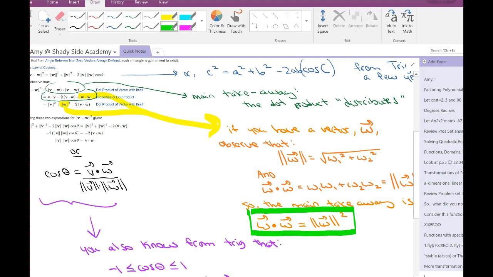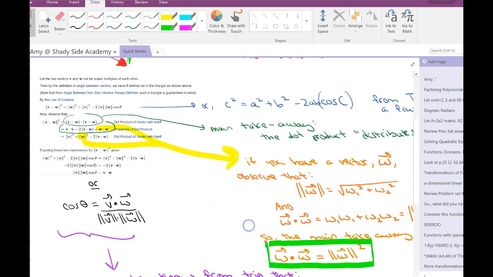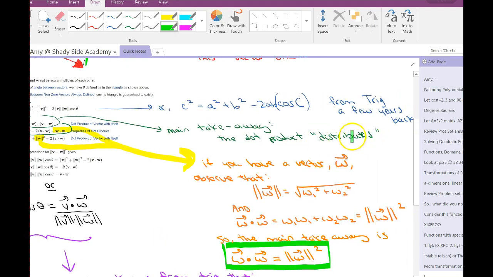So now let's go back to the proof. So the proof was saying, right here with this line, that v minus w dot v minus w is the same thing as v dot v minus 2v dot w plus w dot w. The main takeaway is the dot product distributes, okay? So the dot product does distribute just like multiplication distributes. So the distributive property does apply to the dot product.